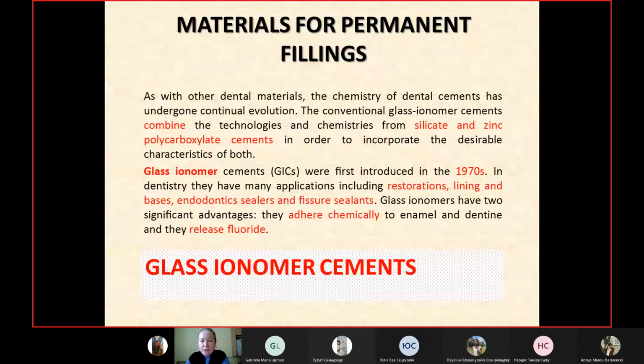Glass ionomers have two significant advantages. They adhere chemically to enamel and dentine, and they release fluoride. That is very beneficial when it comes to numerous caries cavities.